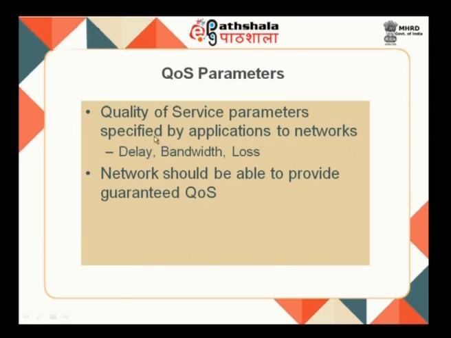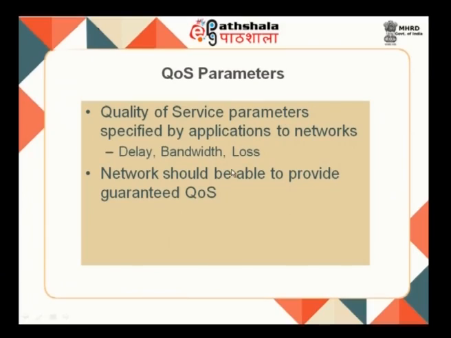So, with these parameters, we normally talk about something called quality of service. This is another very commonly used term when we talk about a network service. Quality of service is typically defined by these three things that we looked at: delay, bandwidth and loss. When we say that we want to use a network, we say that the network should be able to provide some kind of a guaranteed quality of service. So, the design of these kinds of networks is what we will be studying in this course. That is, how do I design networks which are able to provide guaranteed quality of service?